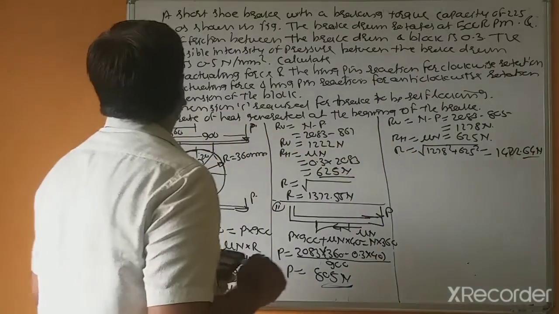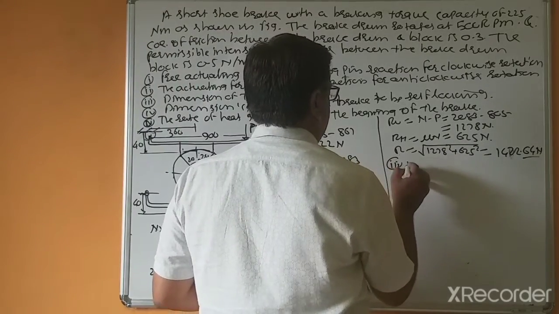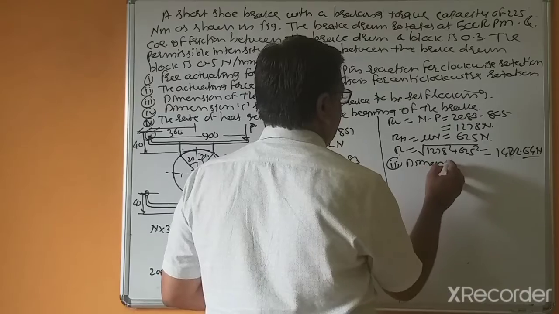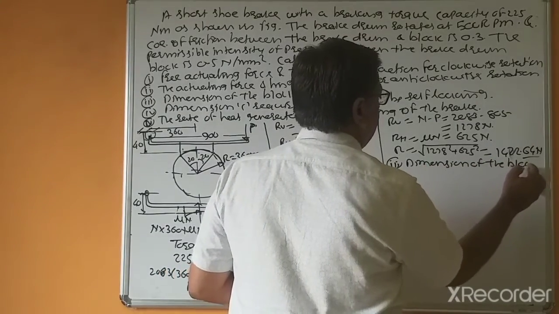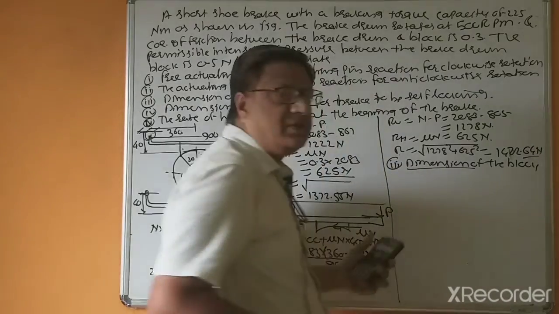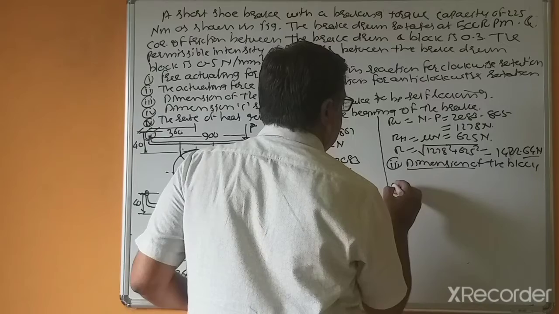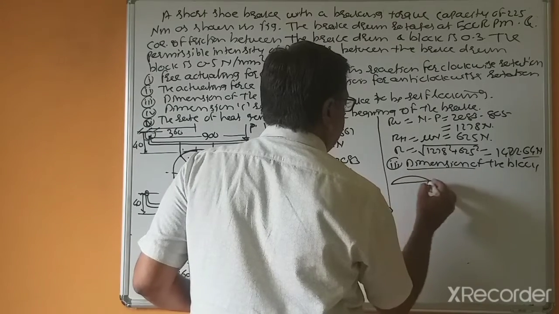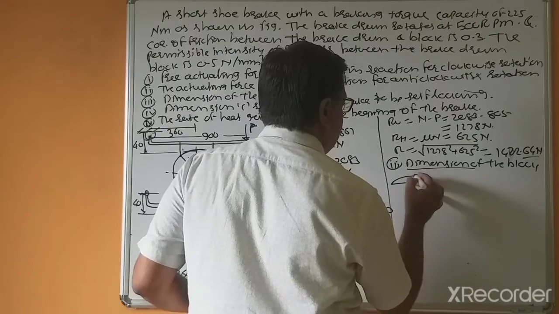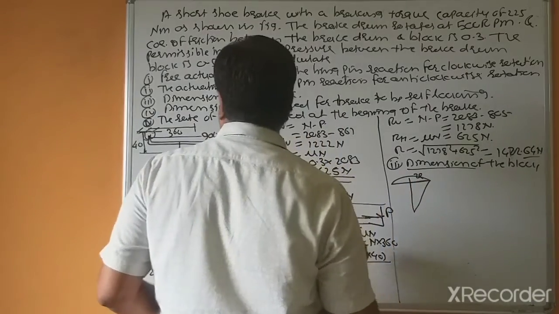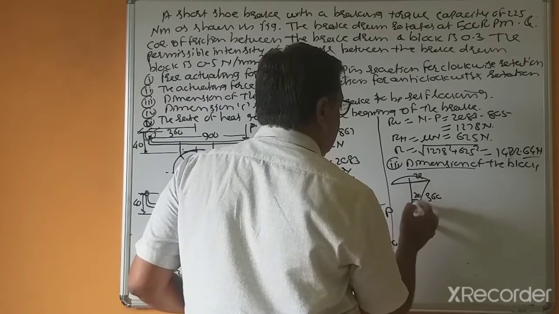Second bit also over. Now third bit, dimensions of the block. So for dimensions of the block, draw this figure. Suppose this is x, r equal to 360 and this angle is 20 degree.